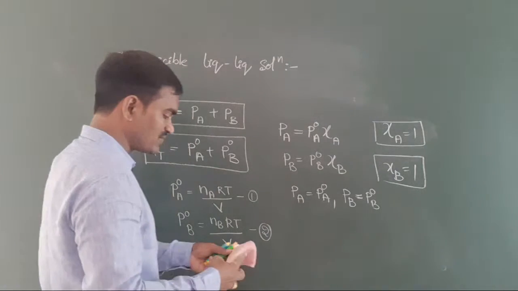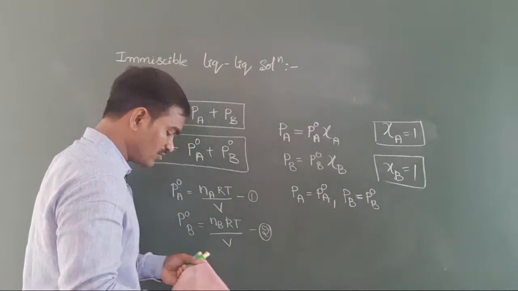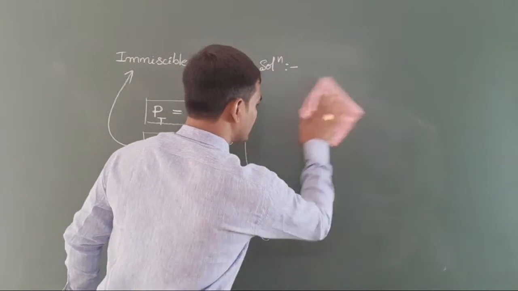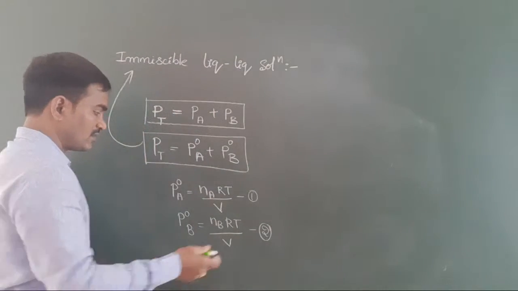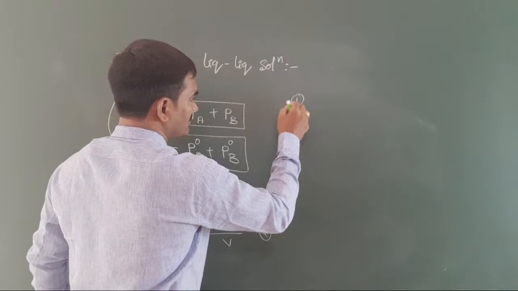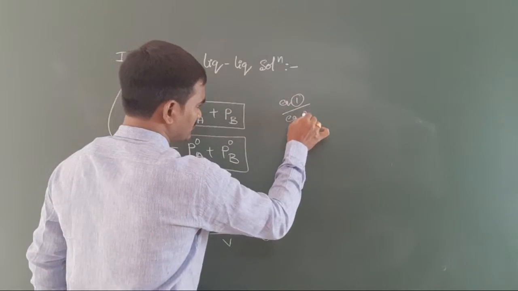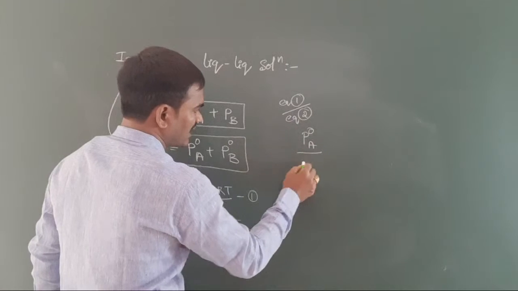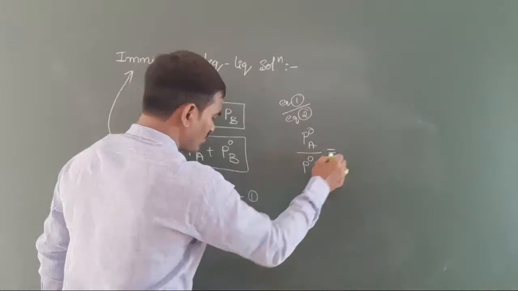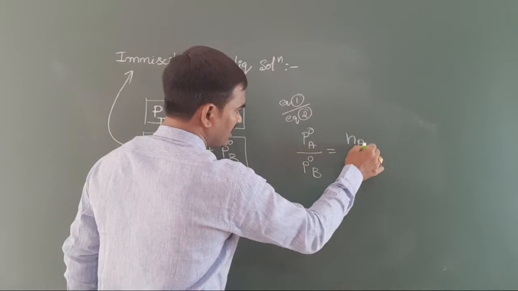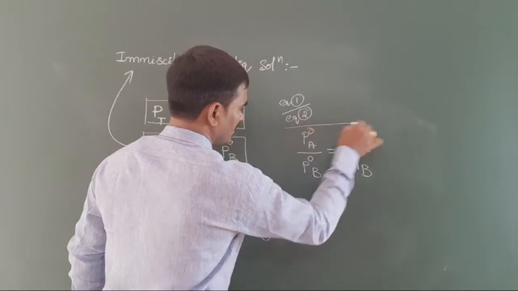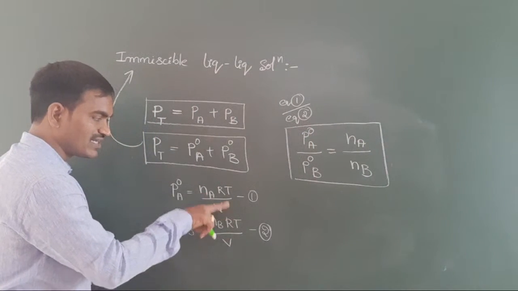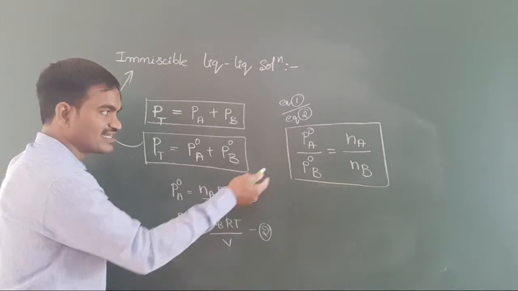So now the next step, this is very interesting here also. Now you take equation 1 by equation 2. So equation 1 by equation 2 means what? P naught A by P naught B is equal to what is that? NA by NB. You can take this formula. Have you got it? Right? Because these all are similar, no? V and V get cancelled, RT gets cancelled, we will get it like this.